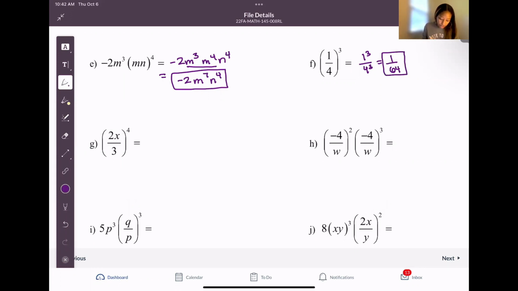Okay, for part G, 2x over 3, all raised to the 4th power. We're going to take each of those terms and raise them to the 4th power. So this would be 2 to the 4th power, x to the 4th power over 3 to the 4th power. For the numerical terms, we actually want to simplify those. 2 to the 4th power is 16. So we get 16x to the 4th. And then 3 to the 4th power is 81, so over 81.